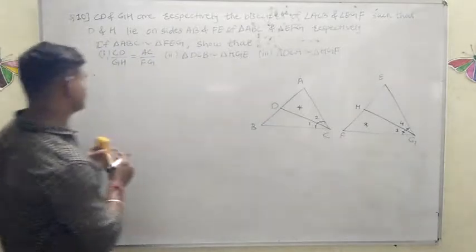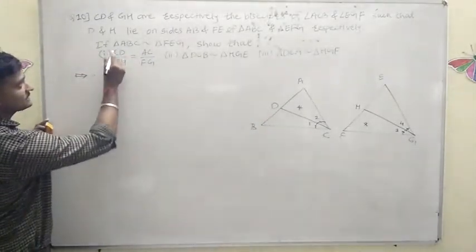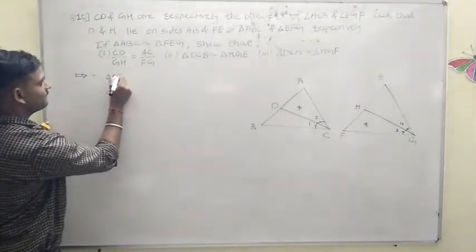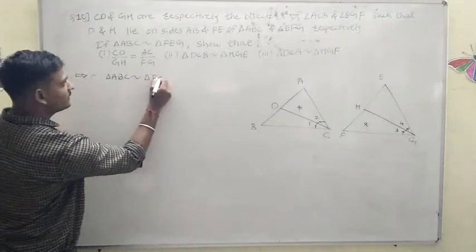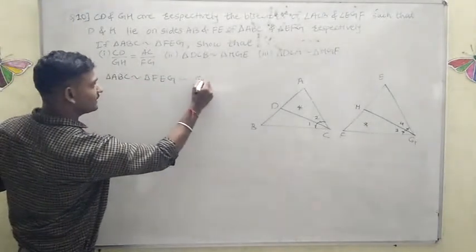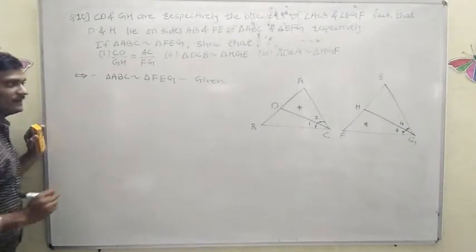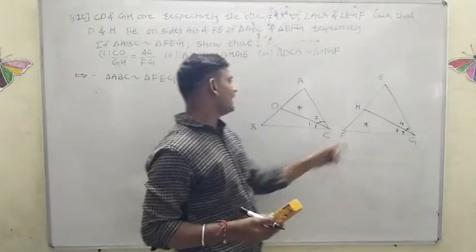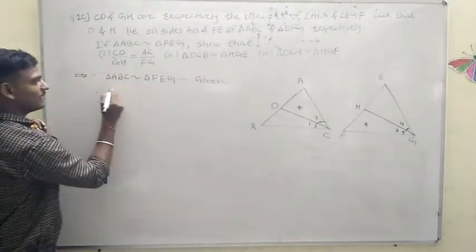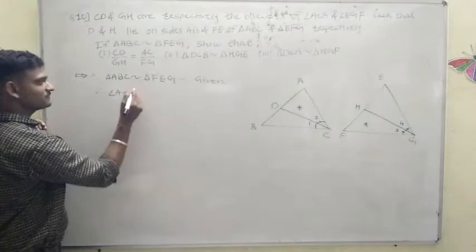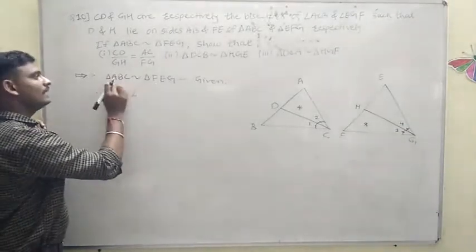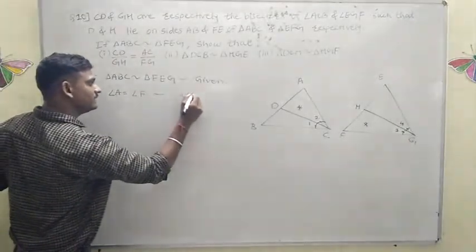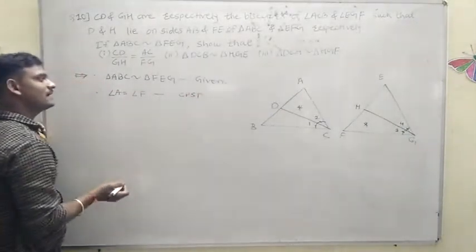Here, how to show this? We will use the given data. What is given here? Triangle ABC is similar to triangle FEG. This is the given data. Therefore, can I write angle A is equal to angle F? Angle A is equal to angle F, because the respective vertices' angles are equal. It is by CPST, corresponding parts of similar triangles.